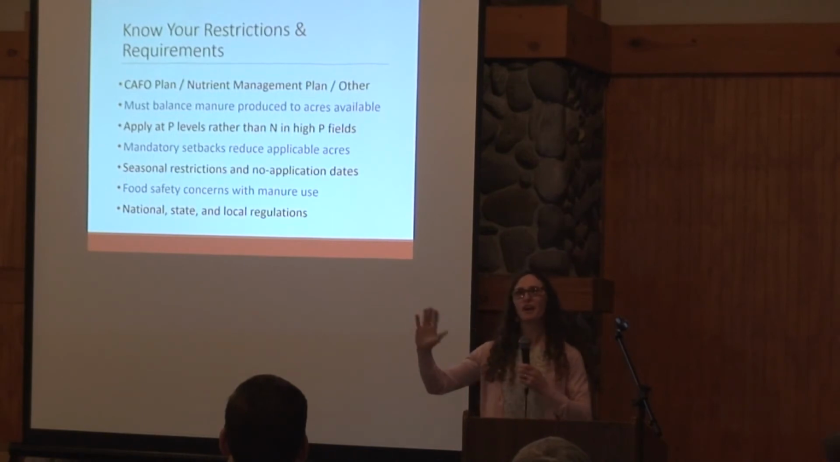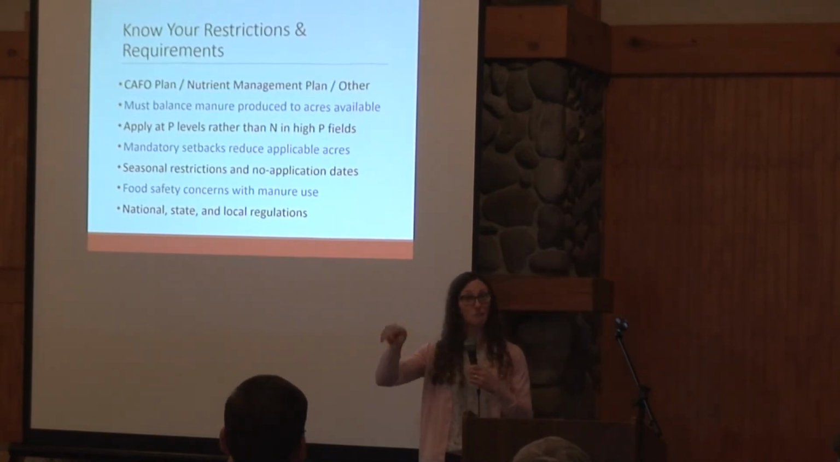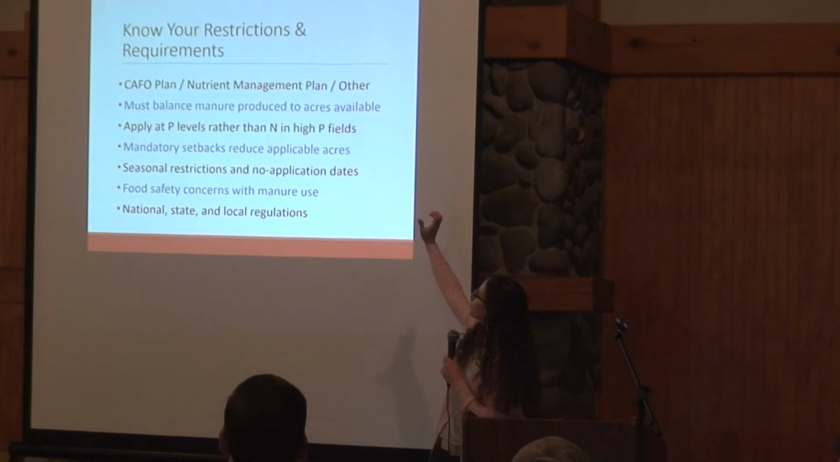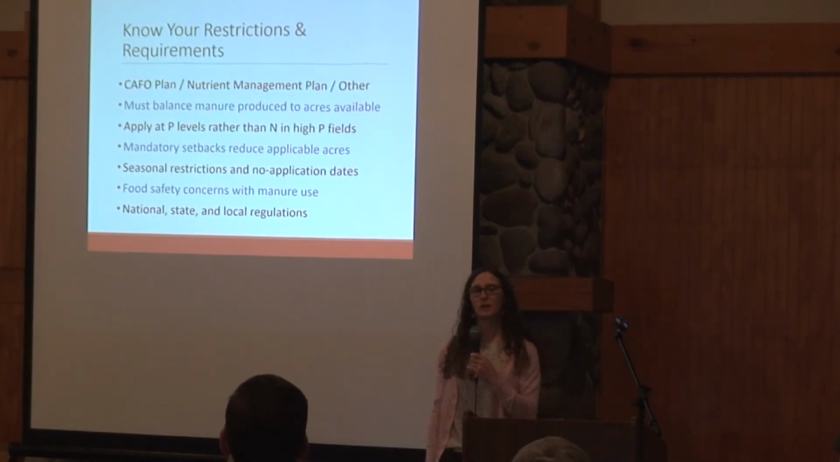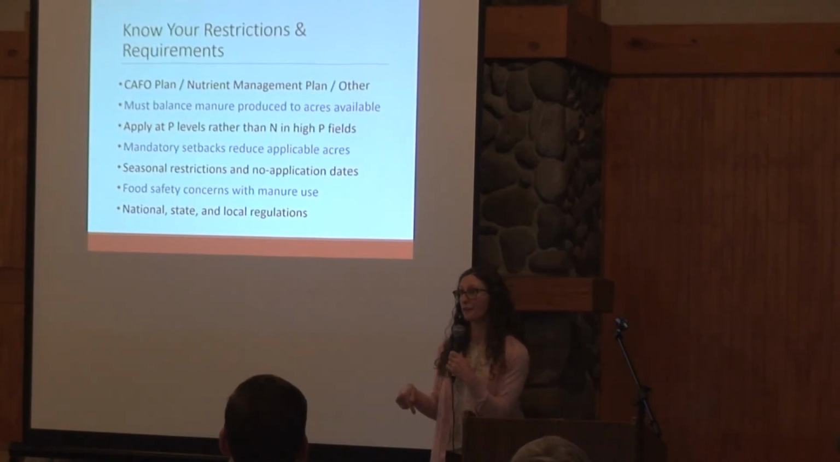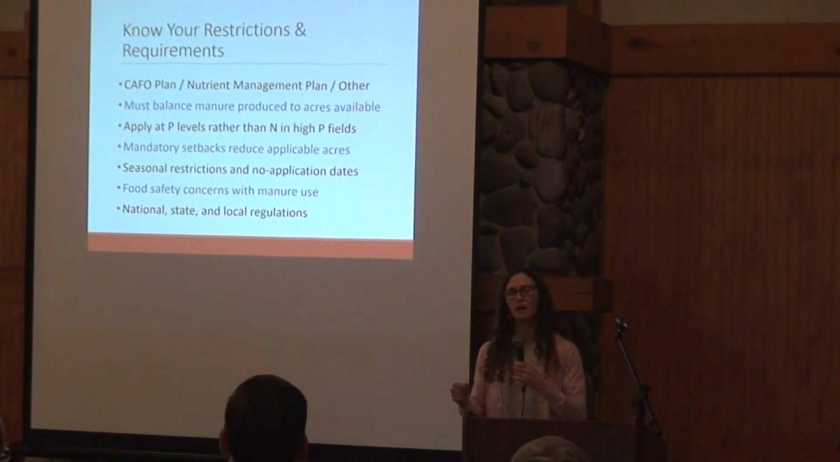For instance, I had that 40 acres of grass that I've planned for. If now you're required to have a 100-foot no application setback because you're in a CAFO plan, you need to take those acres out of that. Your budget just went down for that field. You have to think about that.